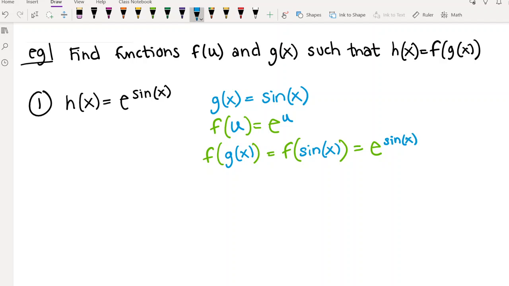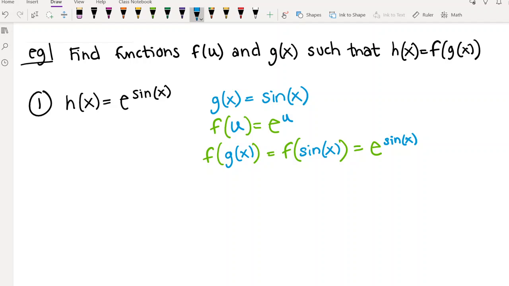So that's what I mean when I say trial and error. Just try something. Guess what it might be. If you tried g of x is equal to e to the x and f of u is equal to sine of u and you composed them, you would see that you would get the wrong answer. In that case, you would actually get sine of e to the x, and that's not our function.